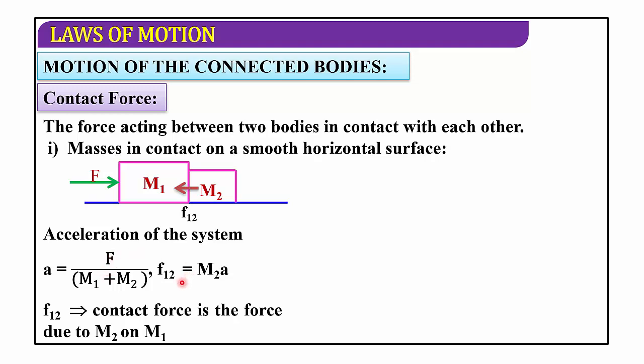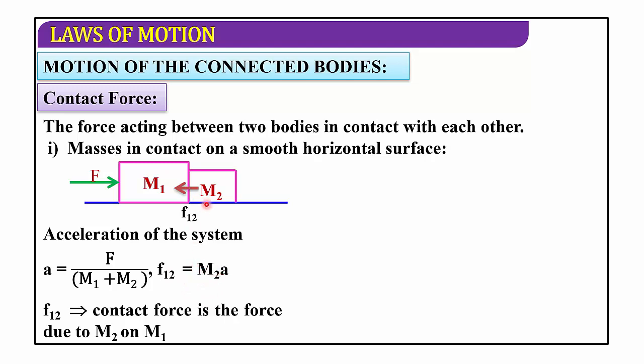Then what about the contact force equation? Contact force is the force due to M2 on M1. So M2 is applying force. So we can write the contact force F12 is equal to M2 into acceleration A. This is also in the form F equal to Ma.